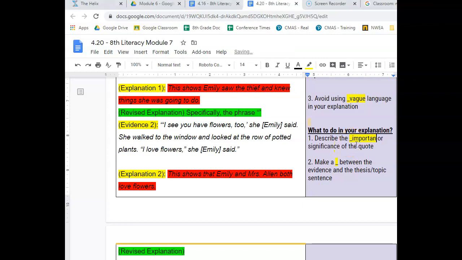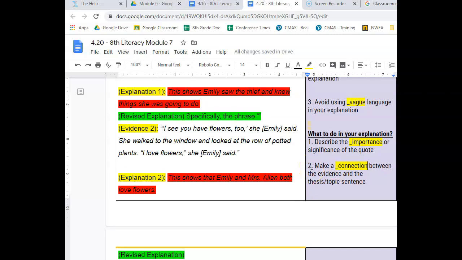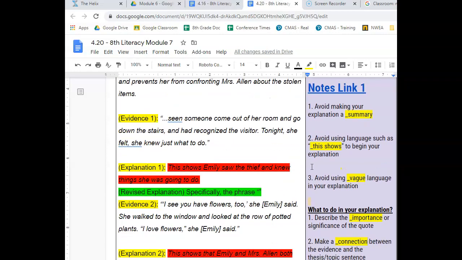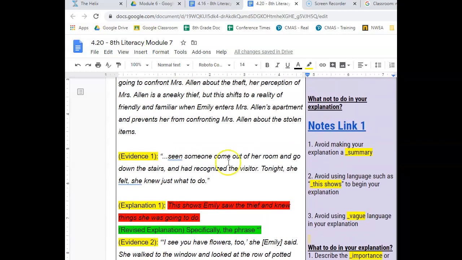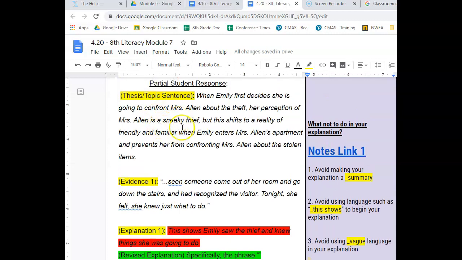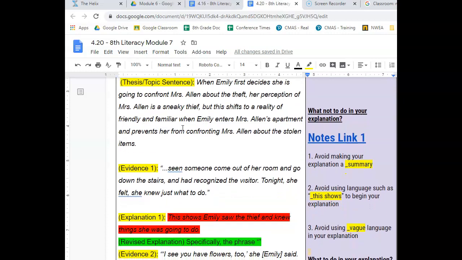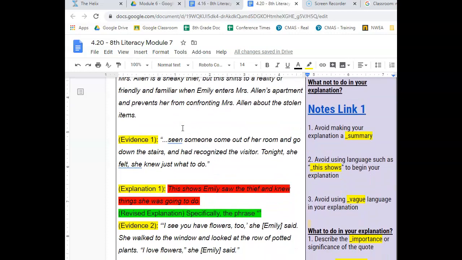describe the importance or significance of the quote, right? That is one strategy for writing an effective explanation. The second is to make a connection between the evidence and the thesis or topic sentence that you wrote. So, if you look at the example up here, your evidence must always support your thesis or topic sentence, right? And so you need to talk about the connection between those two things in an effective explanation.